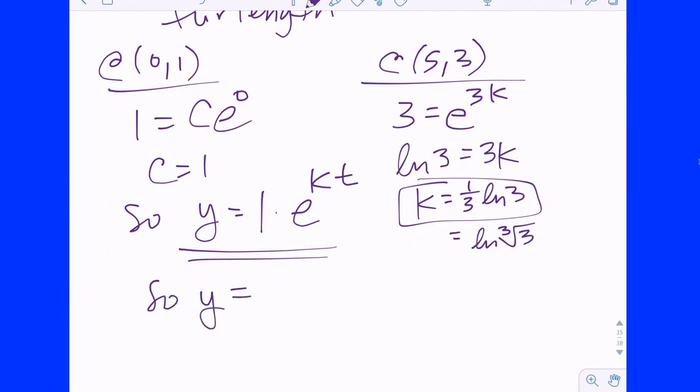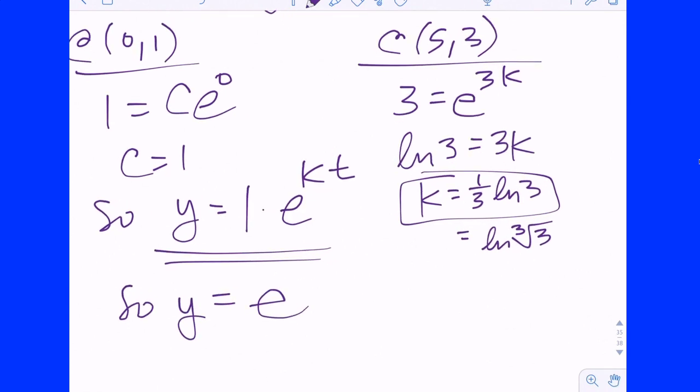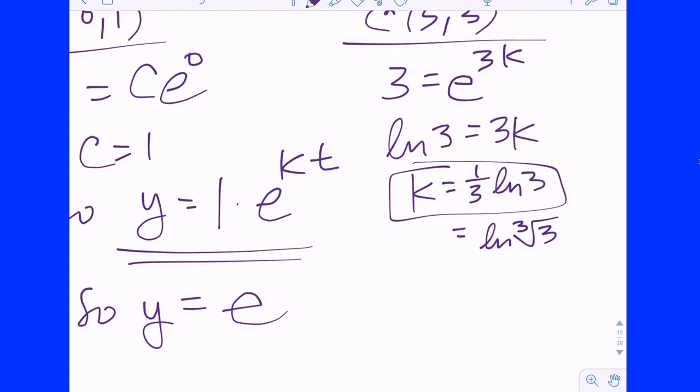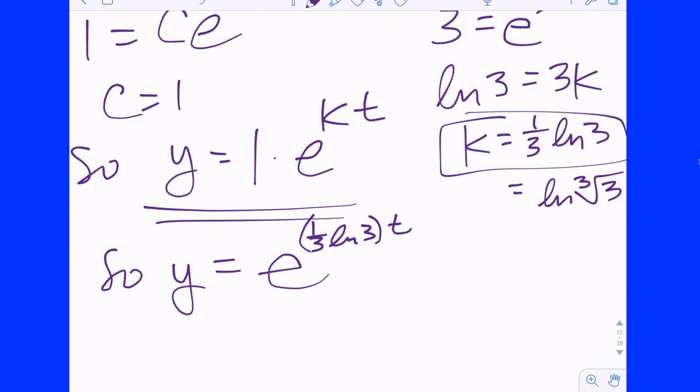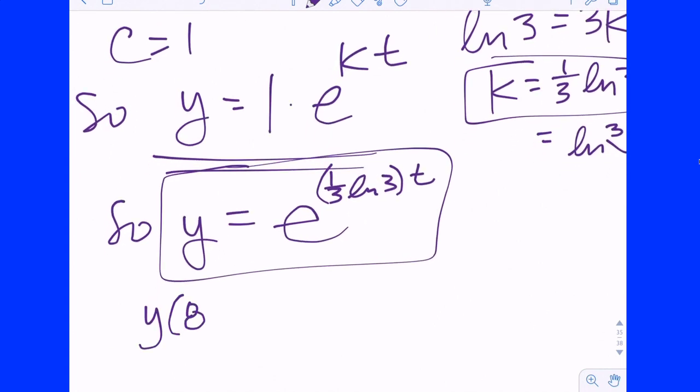So our final equation is y equals 1 times e to the kt, which I'm just going to leave as 1/3 natural log of 3 times t. And now we have a function, so we can use it to evaluate the baby gorilla's fur length at any value of time between 0 and 8, and we want to know what it is at 8. So y of 8, that is the fur length in inches at day 8, is e to the, and if we plug in an 8 for t, we get 8/3 natural log of 3 inches.